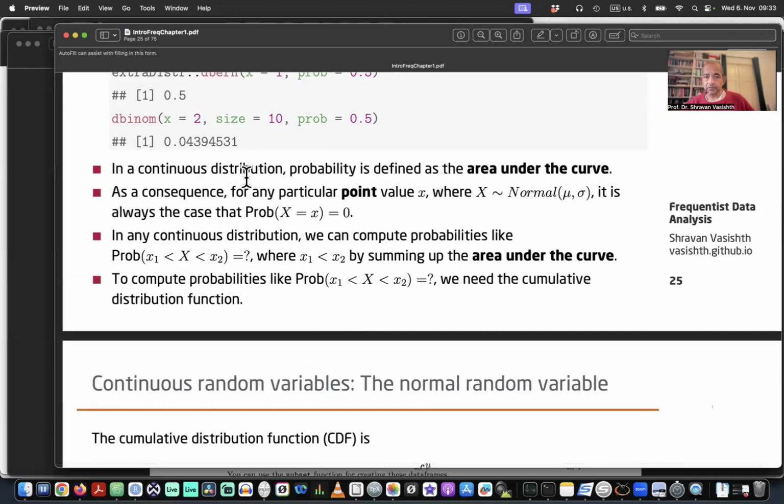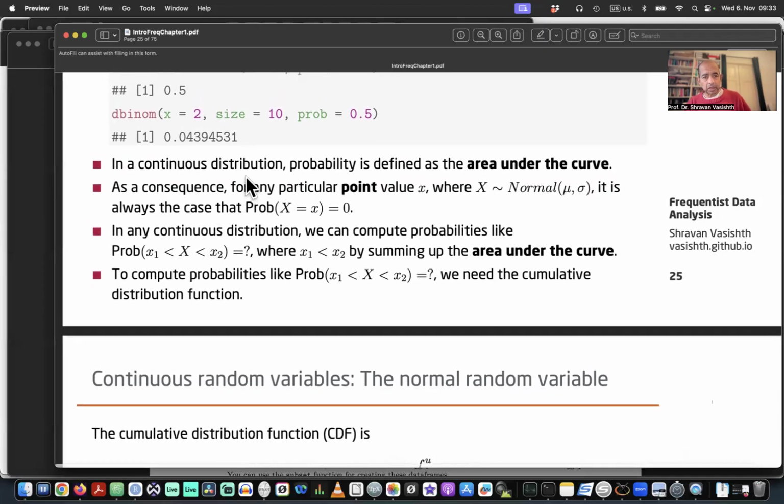In a continuous distribution, the probability of observing some event is defined as the area under the curve. So a consequence of that is that for any particular point value, x, the area under the curve is always going to be 0. Therefore, the probability of observing any particular value in a continuous random variable is going to be 0 by definition. Okay. So let me remind you how this works.